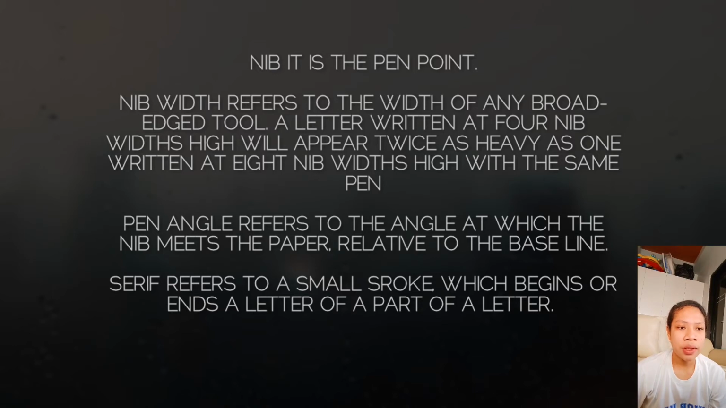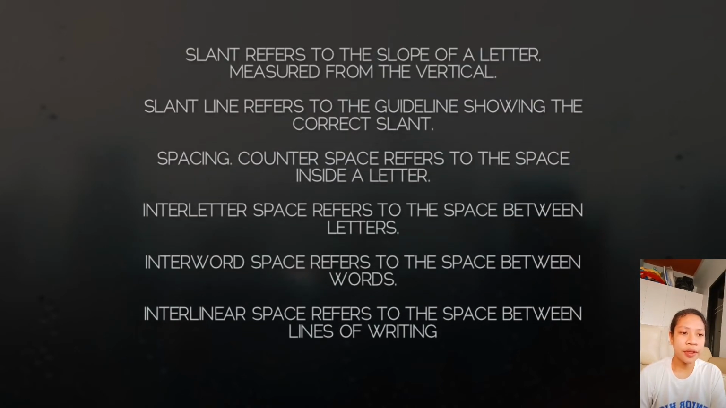A letter written at 4 nib widths high will appear twice as heavy as one written at 8 nib widths high with the same pen. Pen angle refers to the angle at which the nib meets the paper relative to the baseline. Serif refers to a small stroke which begins or ends a letter or a part of a letter. Slant refers to the slope of a letter measured from the vertical. Slant line refers to the guideline showing the correct slant.